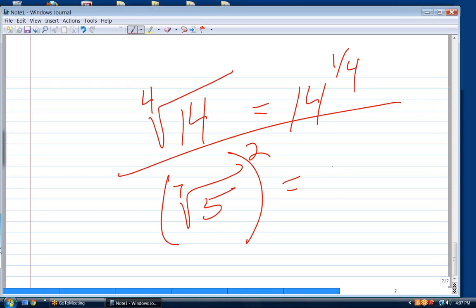Well, you'd have 5 to the 1/7, right? And then you would multiply that by 2. So you get 5 to the 2/7. In other words, this goes in the denominator, this goes in the numerator. Okay.